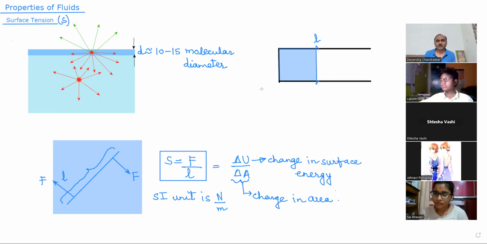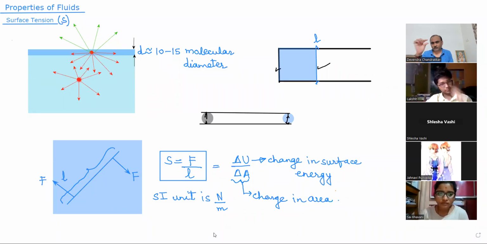If I take the diameter of the wire like this, and the black-colored one looks like this, this is the top layer of the fluid and this is the bottom layer of the fluid. I hope all of you understood it. This is representing the blue wire and this is representing the black wire, and this is their cross-sectional view. Understood or not?